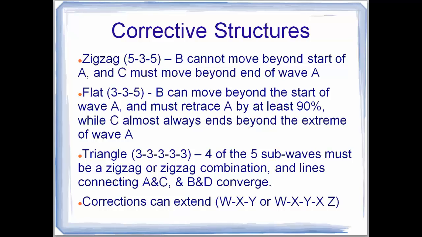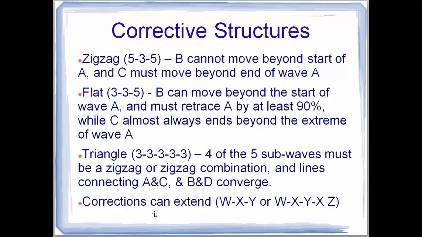Then the third basic type of corrective structure is a triangle. And triangles subdivide 3, 3, 3, 3, 3. 4 out of the 5 subwaves must be a zigzag or zigzag combination. And most typically, the lines connecting A and C and B and D converge. They get closer together as time moves forward. There's a very, very rare structure called an expanding triangle that is so rare I'm not even including it in this Elliott Wave 101 tutorial.